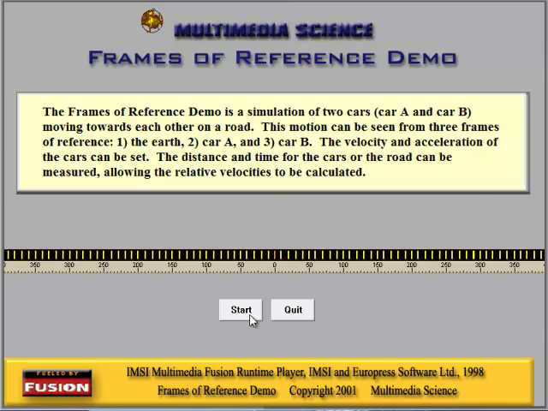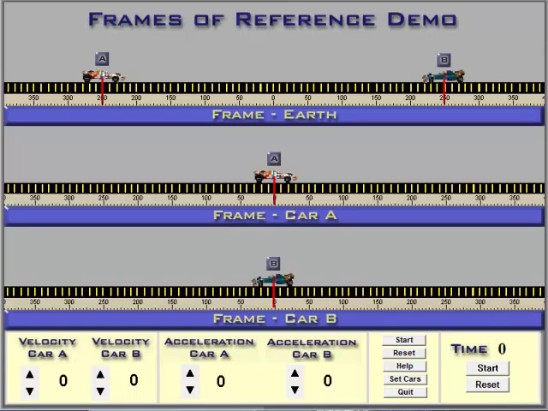Frames of reference is a very messy subject to discuss, and it's definitely a pretty messy subject to demonstrate. That's one of the reasons that we created this simulation. First of all, you see here is the frame of the Earth, frame of car A, and frame of car B. Here's car A and car B, and now we can set the velocities.